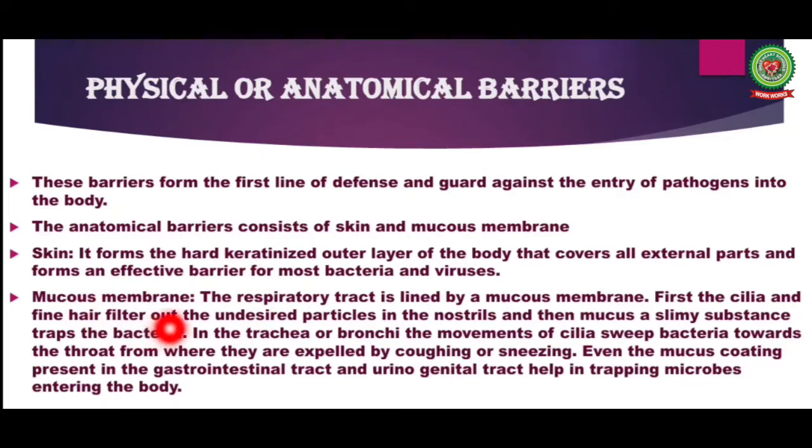Second, mucous membrane. The respiratory tract is lined by a mucous membrane. First, the cilia and the fine hair filter out the undesired particles in the nostrils. Then mucus, a slimy substance, traps the bacteria in the trachea or bronchi. The movement of cilia sweeps bacteria towards the throat, from where they are expelled by coughing or sneezing. Mucus coating present in the gastrointestinal and urinogenital tracts also helps in trapping the microbes which enter the body.